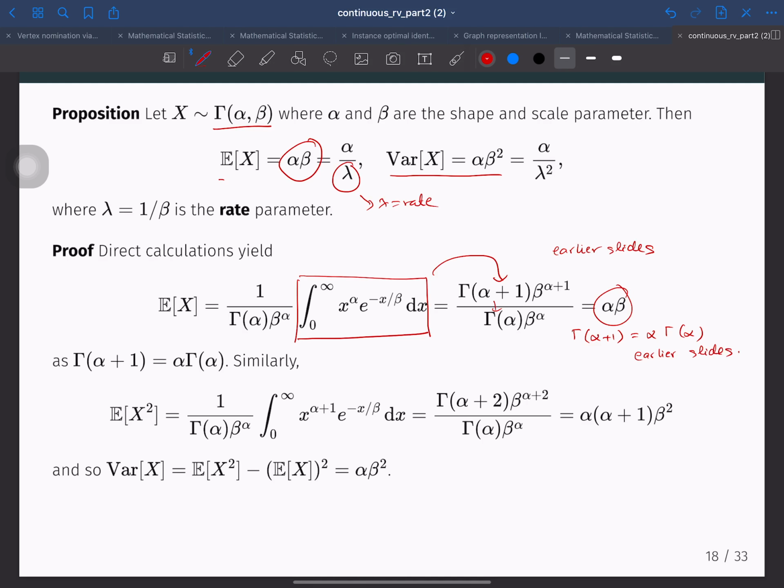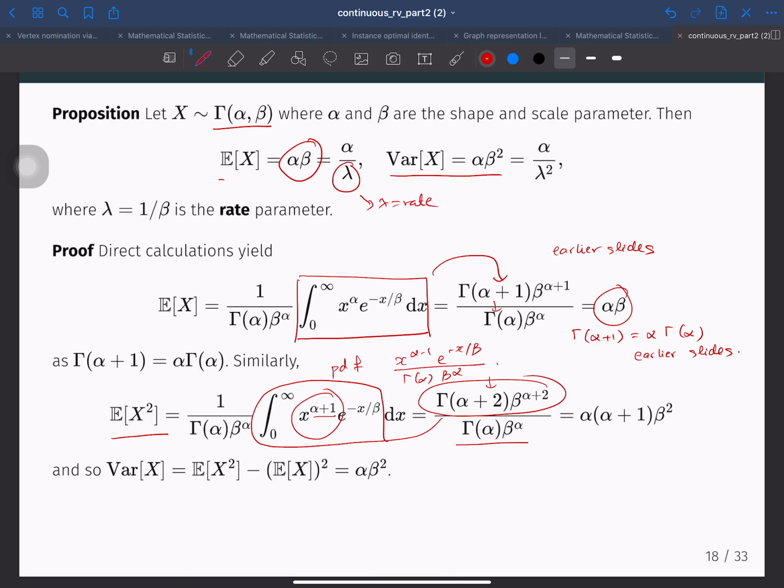Similarly, if you look at the expected value of x squared, now you have alpha plus 1, because with the normal x you have, because the PDF is x to the alpha minus 1 e to the minus x over beta divided by gamma alpha beta to the alpha. So therefore, if you use x squared, you have x to the alpha plus 1. And this, once again, you can use the same trick in your earlier slides to get this term here, which is this term.